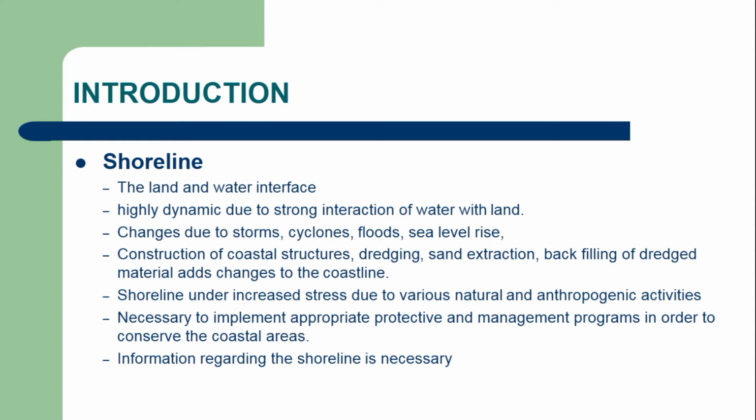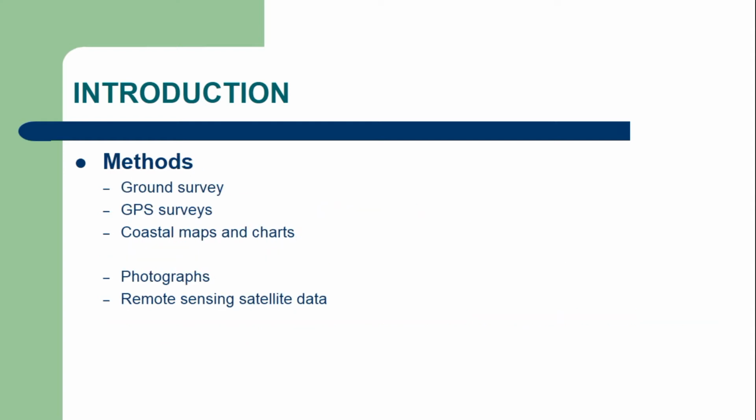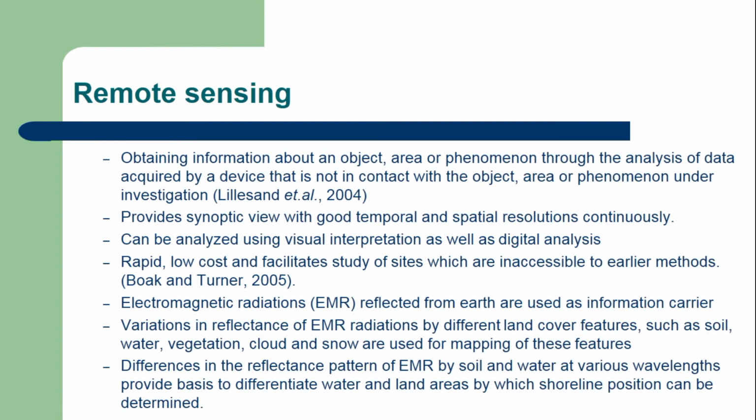For that, information regarding shoreline is necessary. There are several methods used for extraction of information regarding shoreline. These methods include actual ground surveys using GPS, use of coastal maps and charts, use of photographs, as well as satellite remote sensing data. Remote sensing is the art and science of obtaining information about an object, area, or phenomena through the analysis of data acquired by a device which is not in direct contact with the object, phenomena, or area under investigation. Remote sensing provides synoptic view with good temporal and spatial resolution on continuous basis.